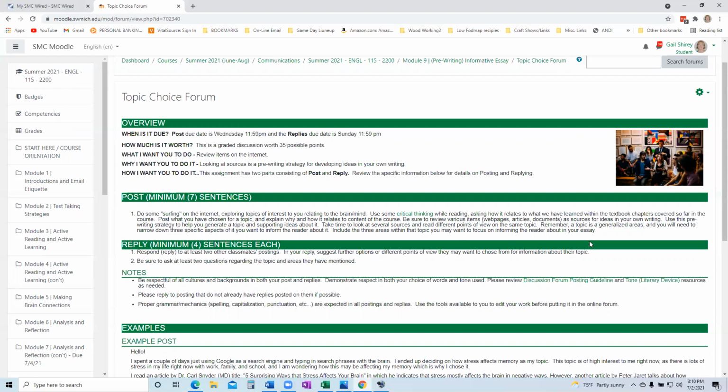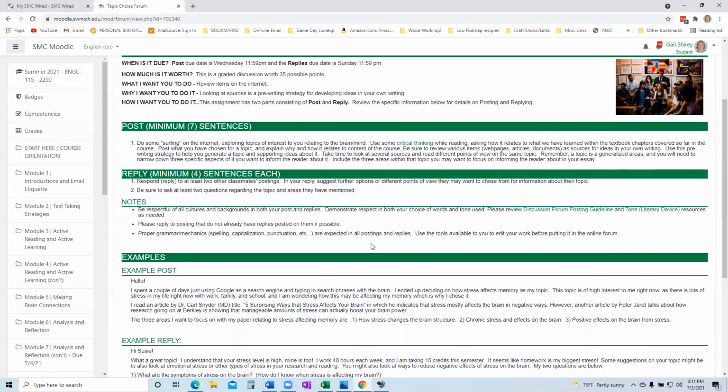Topic is a generalized idea, generalized area, and you're going to narrow down 3 aspects of that topic you want to inform the reader about in your paper. Okay, so keep that in mind when you choose a topic. What 3 areas of that topic in relation to the brain and learning are you going to cover in your essay and inform the audience about?